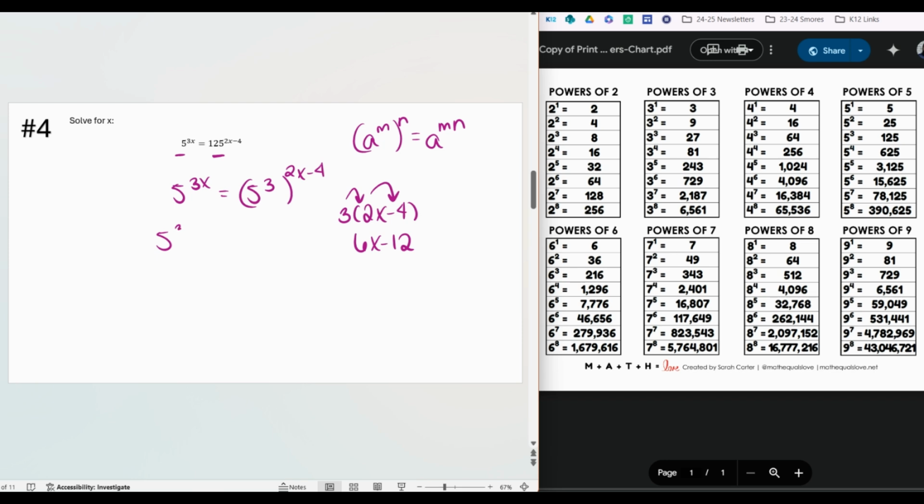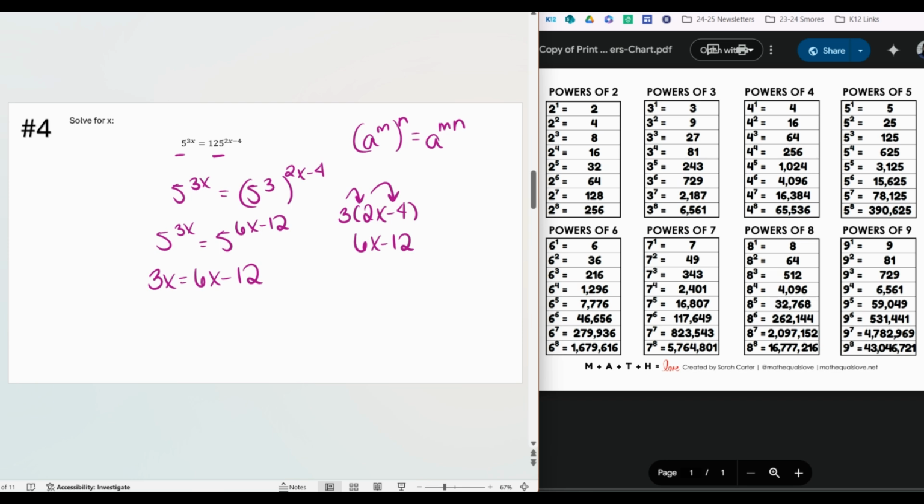So we have 5 to the 3x equals 5 to the 6x minus 12. And so now that we have the same base, we can set the exponents equal to each other. So we set the exponents equal. We have 3x equals 6x minus 12. And now we're just going to go ahead and solve for x.